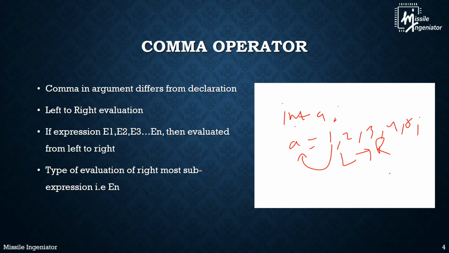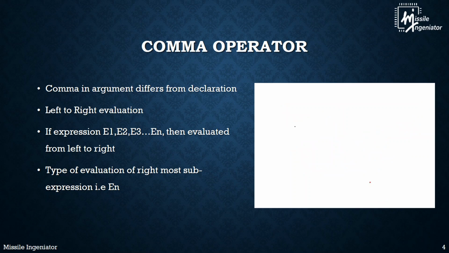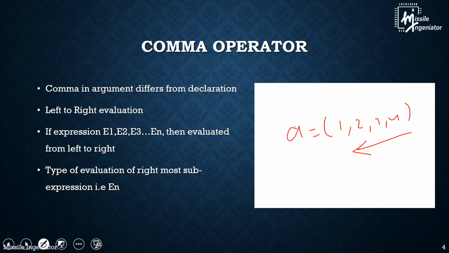But what happens if I use parentheses here, like 1 comma 2 comma 3 comma 4? At that time it will evaluate from right to left. So at the end the value of 4 will be assigned to a.